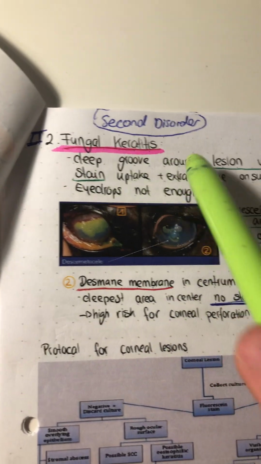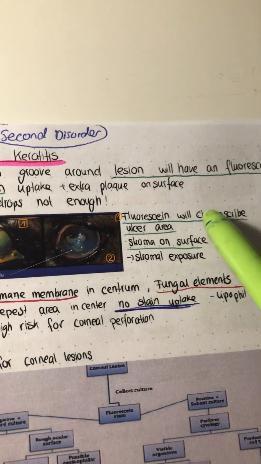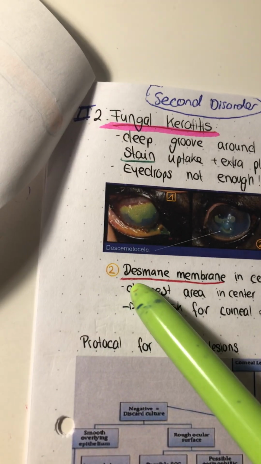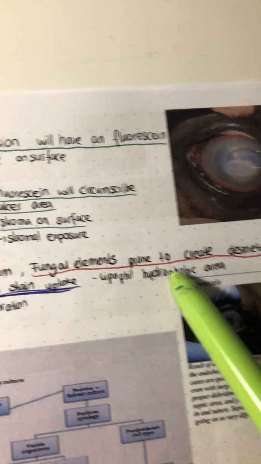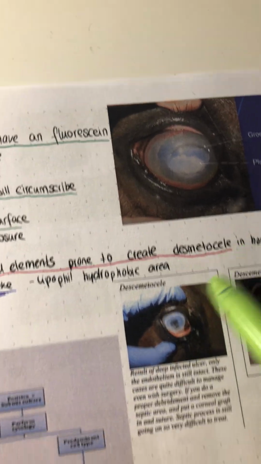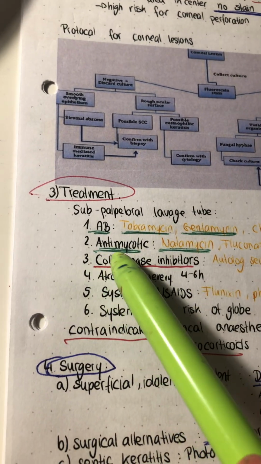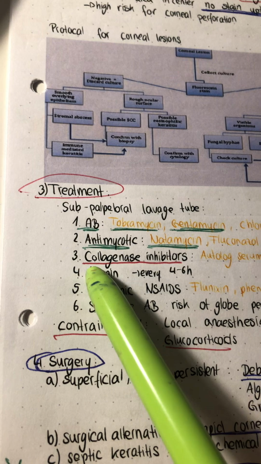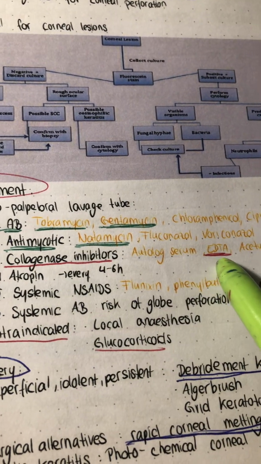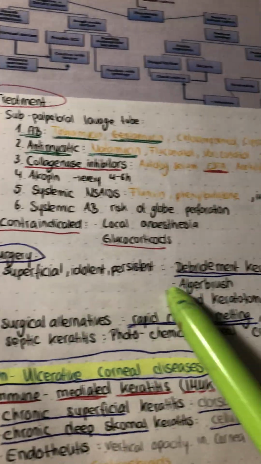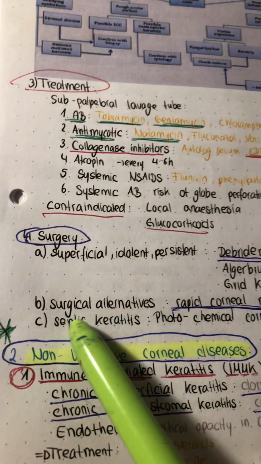And fungal keratitis, so a lesion will take up fluorescein stain. The fluorescein will circumscribe the ulcer area and the stroma on the surface, so it'll fill up. And Descemet's membrane, so the fungal elements are prone to create a descemetocele, as seen here. And the treatment is antibiotic, tobramycin or gentamicin, or an antimycotic such as natamycin, and collagenase inhibitors such as EDTA. And it's contraindicated, so you don't use glucocorticoids. In surgery, you can have debridement, keratotomy, or rapid corneal melting, as seen here.